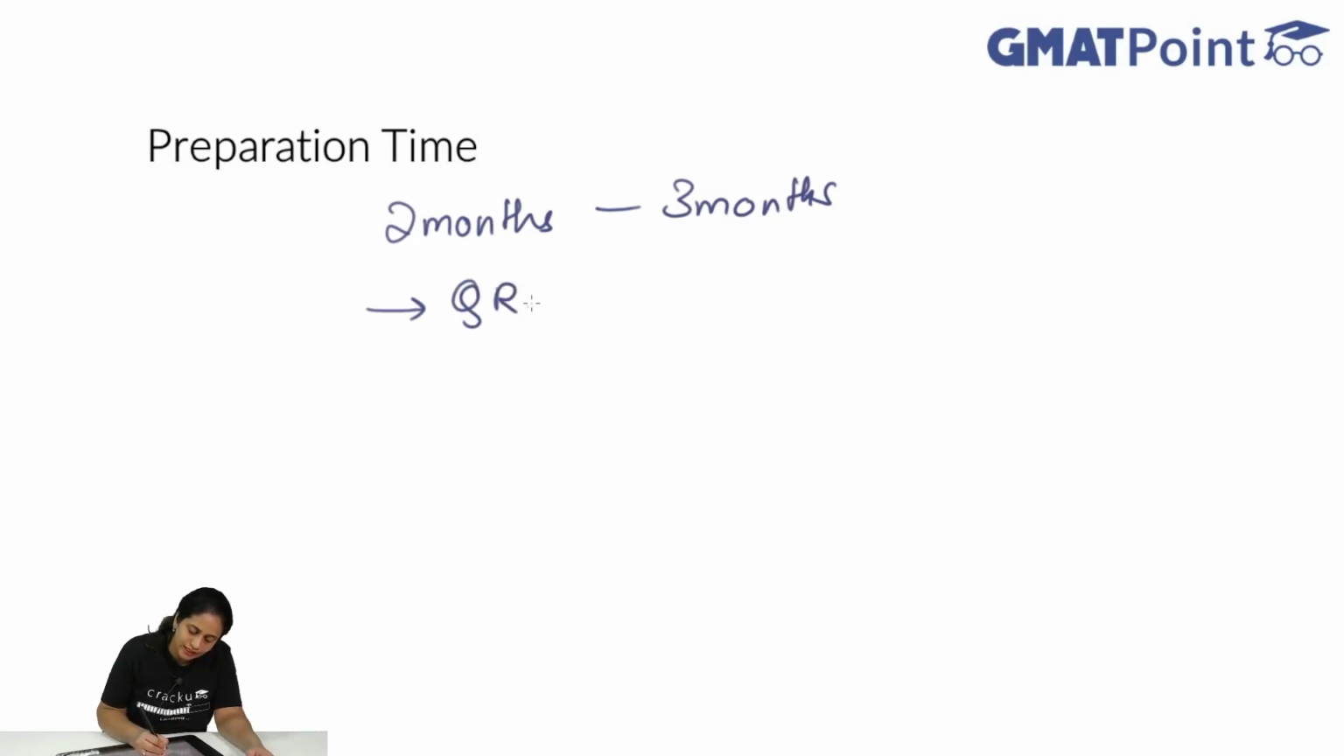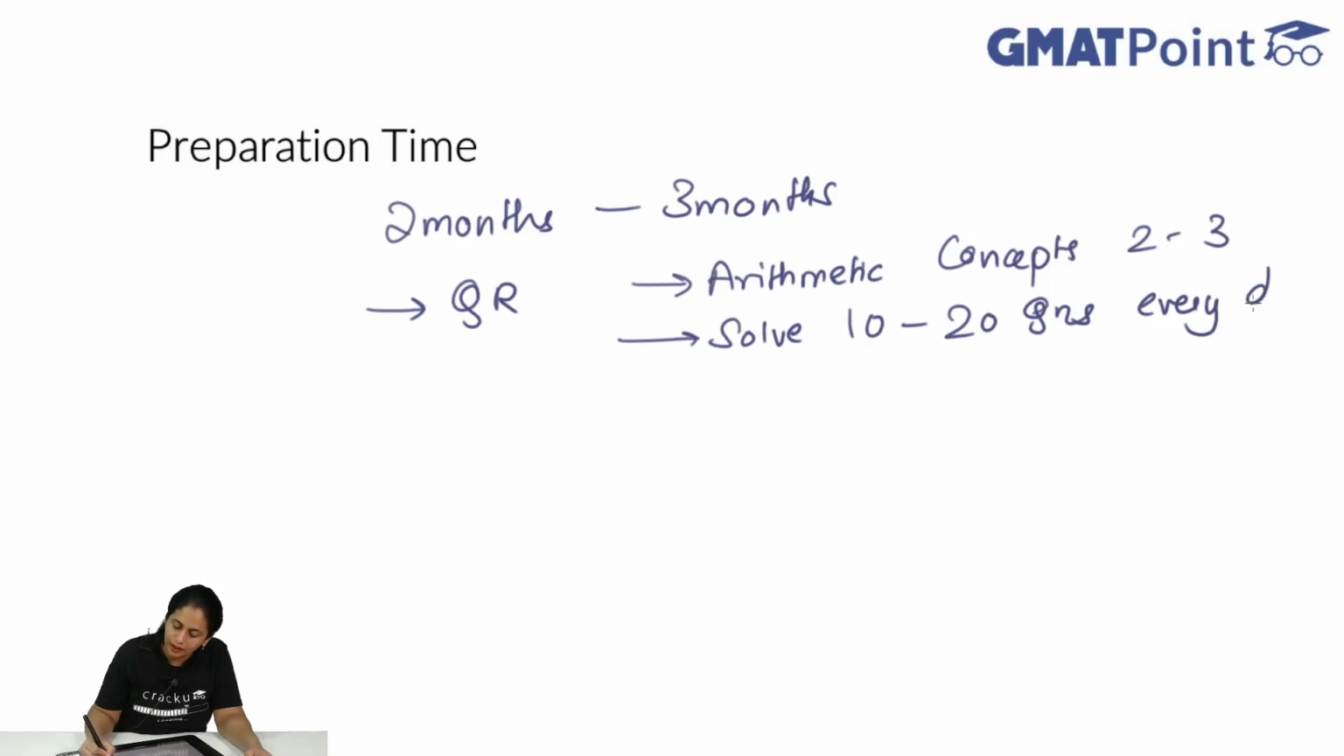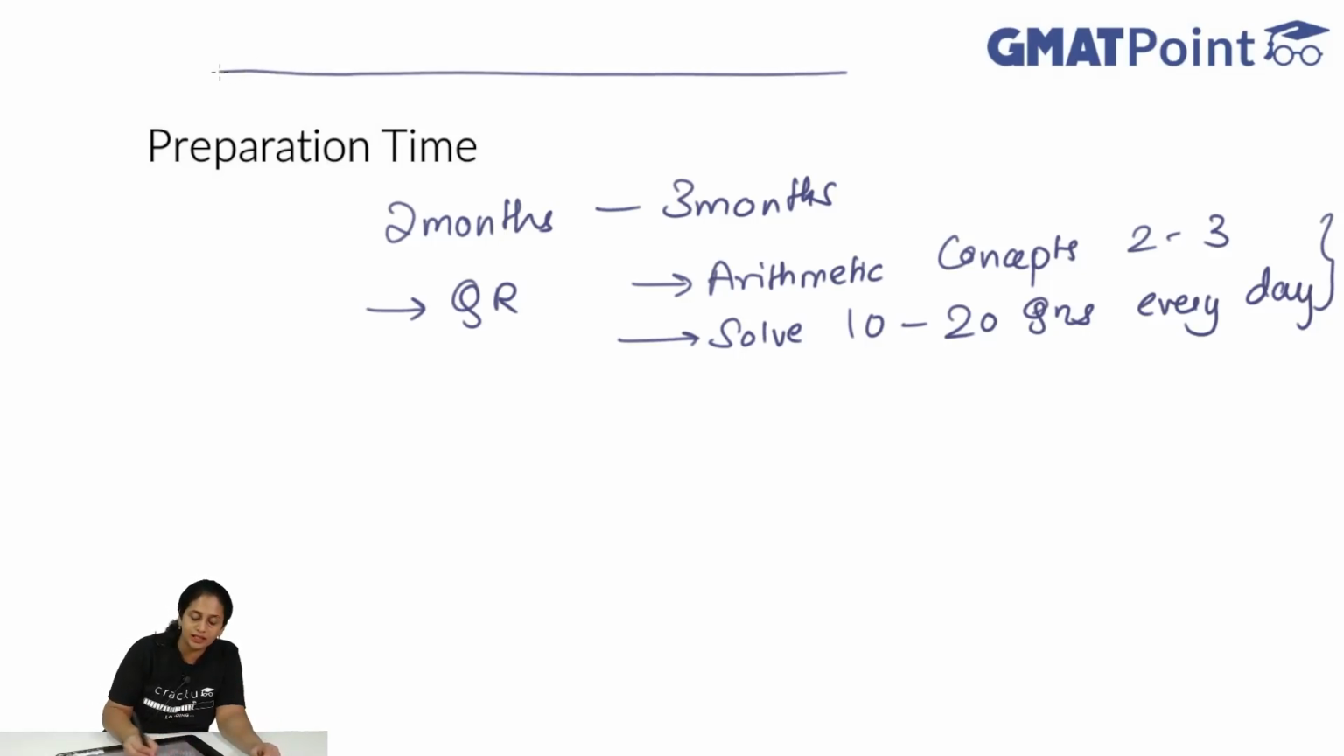Start with quantitative reasoning. In quantitative reasoning, cover the arithmetic formulae and arithmetic concepts. Once you have covered them, this should not take you more than 2-3 days. After that, for the remaining 2-3 months, solve around 10 to 20 questions every single day. This will help you quite a bit in improving your arithmetic ability, in improving your score in quantitative reasoning. Quantitative reasoning requires sustained efforts. It does not improve in a single day. It requires daily efforts for an extended period of time.